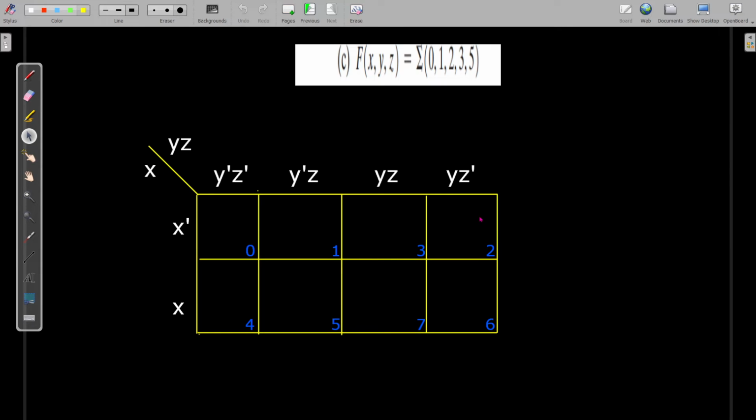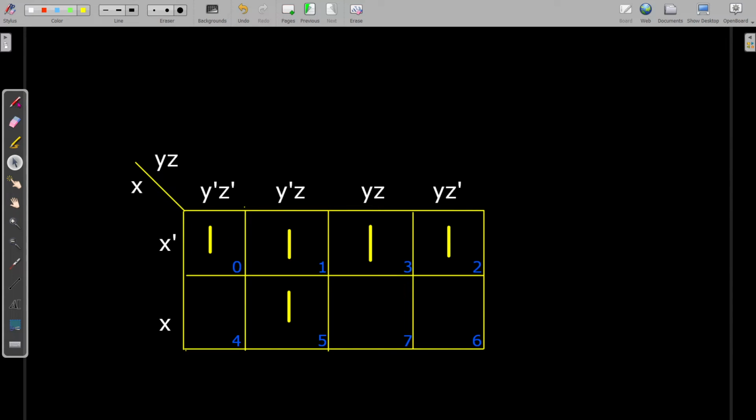We have already drawn this 3-variable K-map and everything is set. Now we have to register the minterm values into the cells. So here we have this 0 value as a minterm, so for this we write a 1, then for this 1, then for this 2, then for this 3, then for this 5. So 5 minterms are given, so 5 cells are occupied with 1.